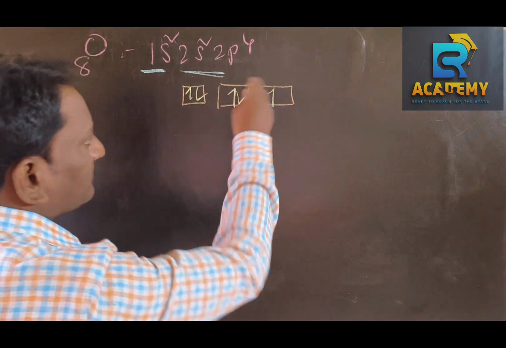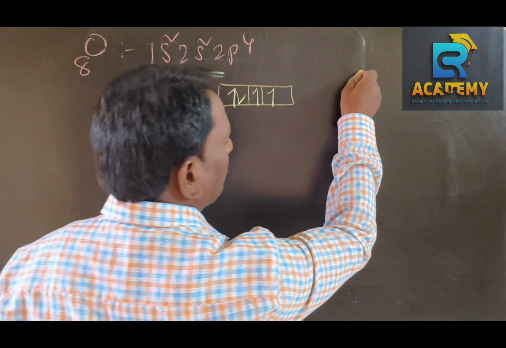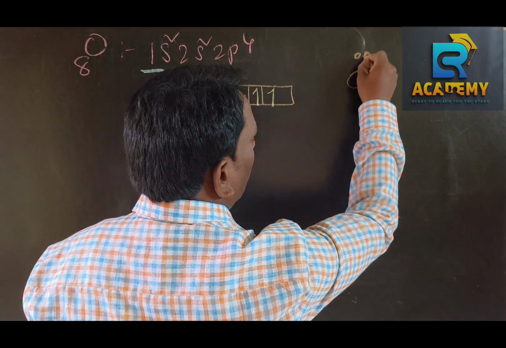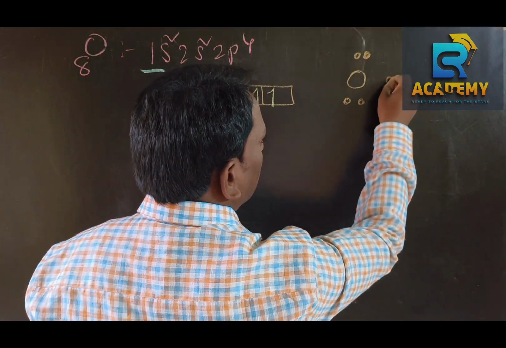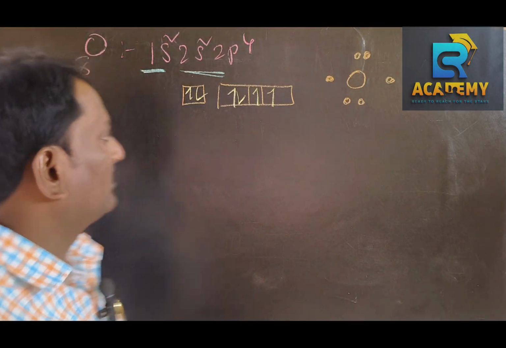In this one, 2 pairs of electrons and 2 unpaired electrons are there. The oxygen Lewis dot structure will be 2 pairs of electrons and 2 unpaired. This is the Lewis dot structure of oxygen.